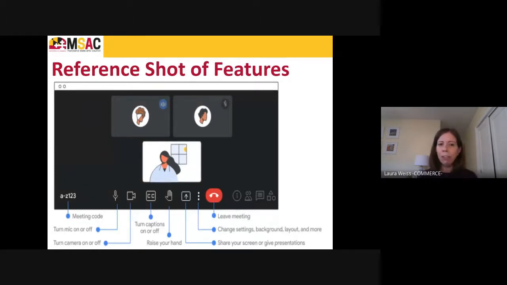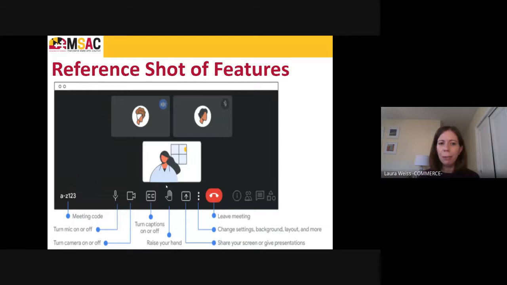Just a quick reference shot of Google Meet in case you are not familiar with this platform. I'll point out just a few important buttons to know about. Your microphone is down at the bottom, all the way at the left. Emily is circling it there. That's how you can toggle your microphone on and off. The camera is the next one, same thing. You can be on screen or off screen. Next to that, you can turn on captions if needed. Do know that these are computer generated.